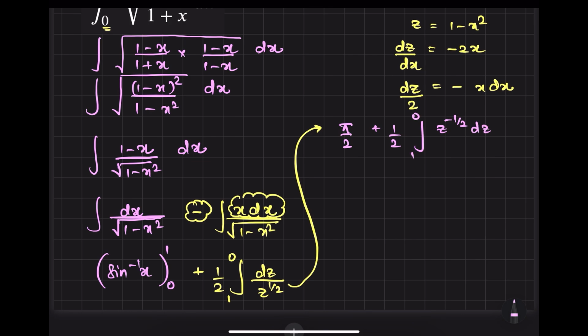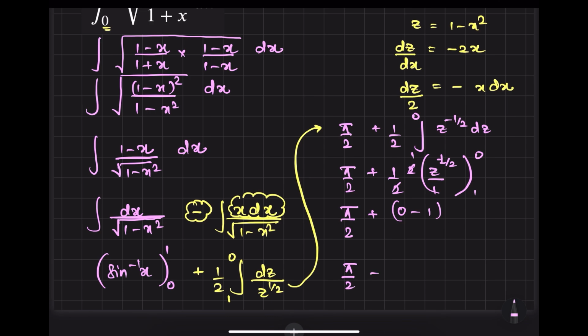Now let's do the integration. So pi by 2 plus 1 by 2 times z power (minus 1 by 2 plus 1), which becomes plus 1 by 2 divided by 1 by 2. Correct? This thing is gone. Now here we will apply the limits 0 and 1. So this is pi by 2. Now if you place the upper limit, it will become 0, so 0 root is 0 minus 0. Then 0 minus 1, 1 power 1 by 2. So the required answer is pi by 2 minus 1.